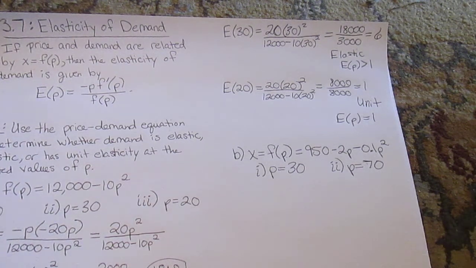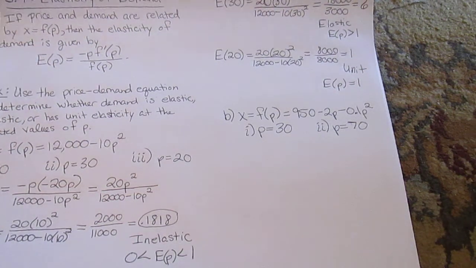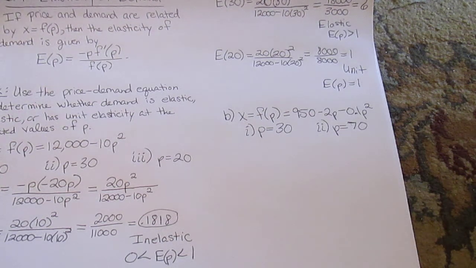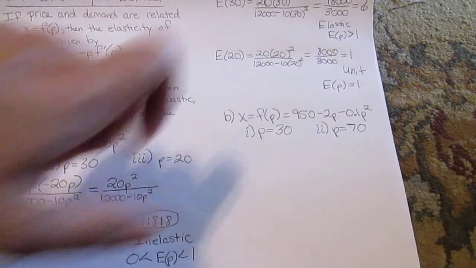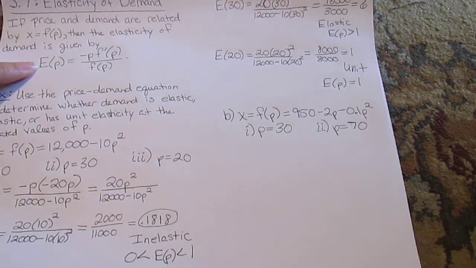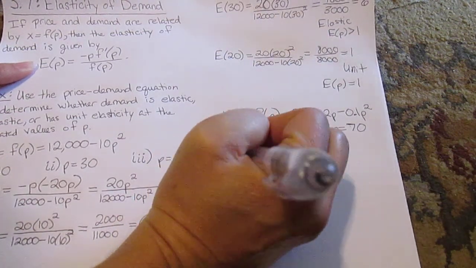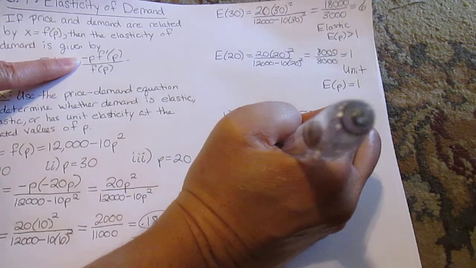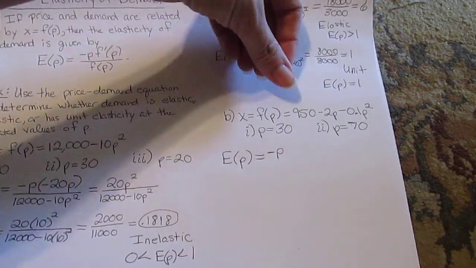Okay, so let's just do one more so that we can practice finding E of p. So I've got x equals f of p equals 950 minus 2p minus 0.1 p squared. And we're going to find p equals 30 and p equals 70. Well, let's first start by finding E of p. Always start off with negative p, and then we're finding the derivative of the original function.